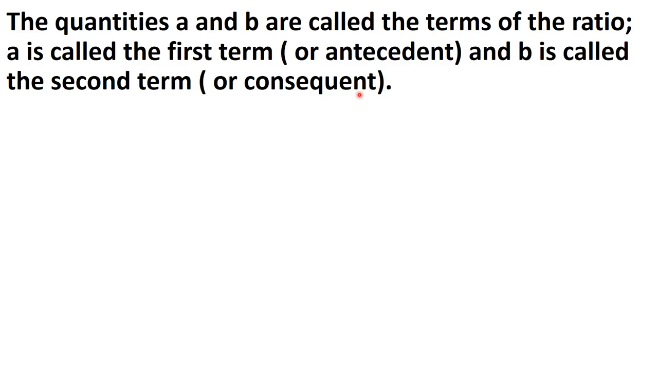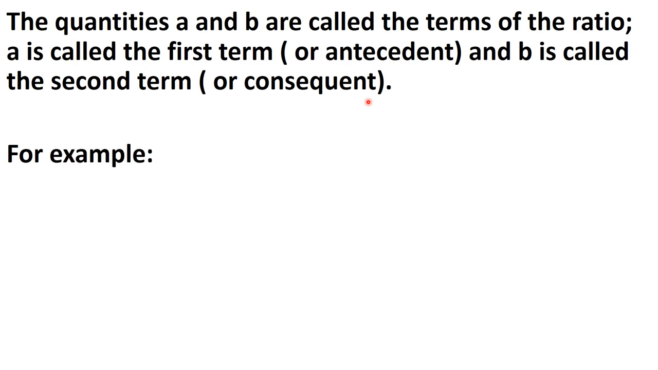Okay, these are the names of two quantities. We have two terms. We have divided A upon B. So A, which we have written first, is the first term. It is called an antecedent. And B, which is the second term, is known as consequent.